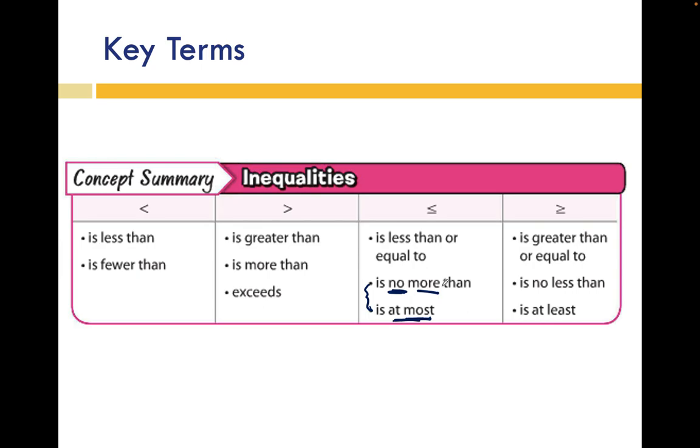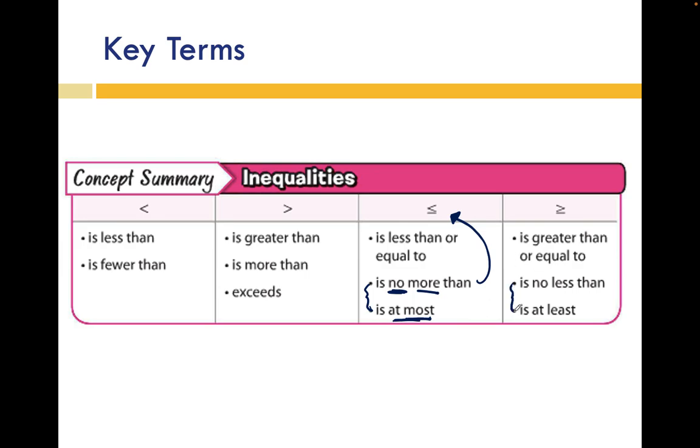When we read these, we tend to think greater than, but if you put them into context, if you can have no more than, let's say, 3 cookies, that means you can have 3 cookies or less. Hence why it's the less than or equal to symbol. Same thing with the phrase at most. If you can have at most 3 cookies, that means 3 or less.